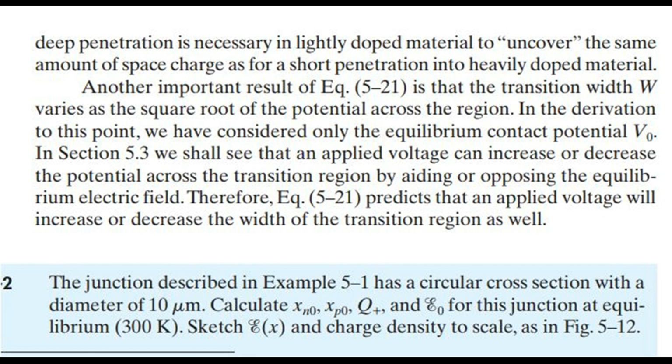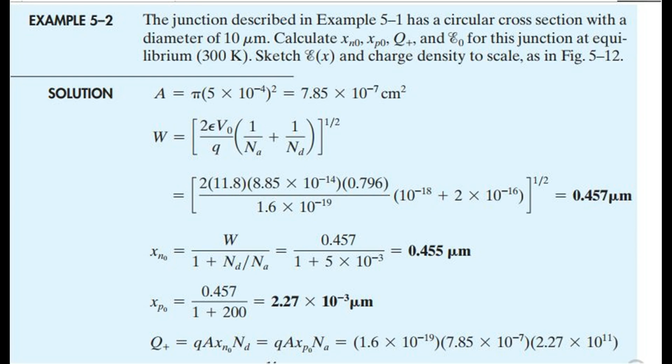The junction described in example 5.1 has a circular cross-section with a diameter of 10 mm. Calculate xn0, xp0, Q+, and ℰ0 for this junction at equilibrium, 300 K. Sketch ℰ(x) and charge density to scale, as in Fig 5.12.